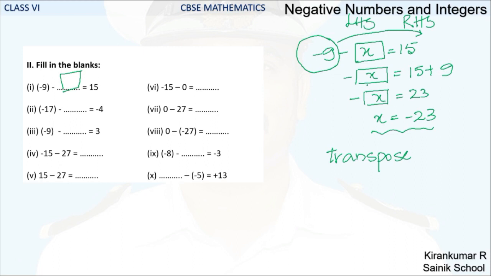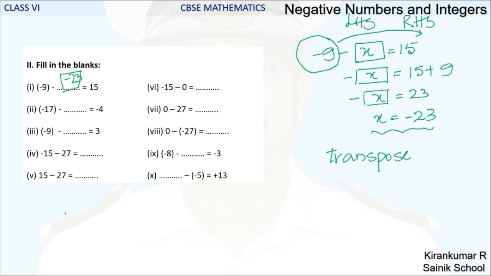So we get negative x as 15 plus 9. Here we have negative x. To get only x, what I can do is I can multiply both the side of this equation with minus 1. I'll get the result as minus 23.